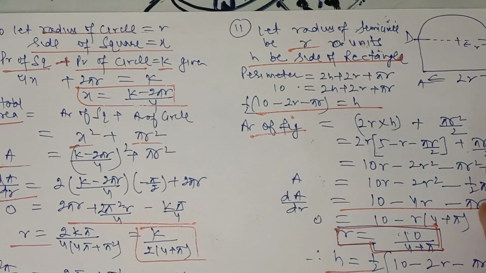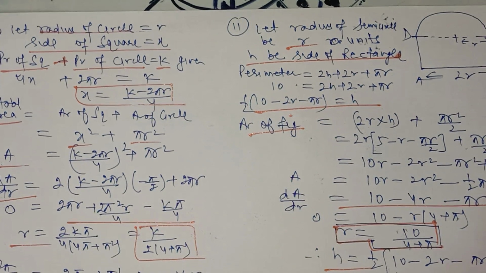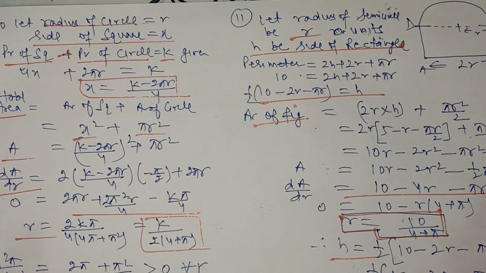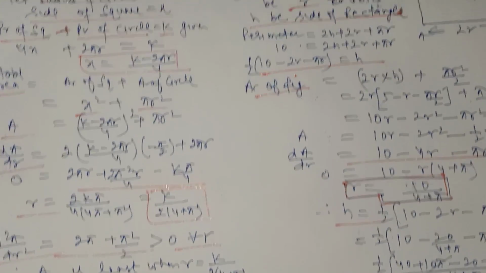Now in question number 10, it is given that the perimeter of the square and the perimeter of the circle is constant, which is given as k, and you have to show that its area is minimum when the side of the square is equal to the diameter of the circle. This you have to prove in this question.